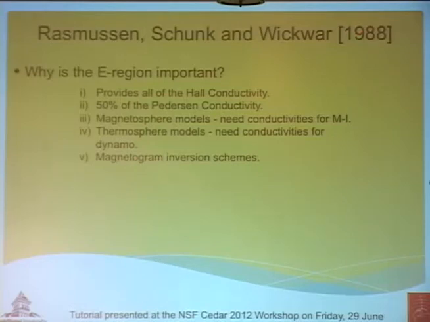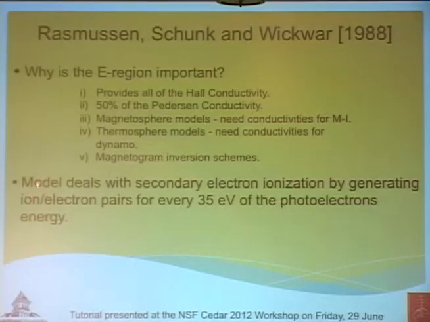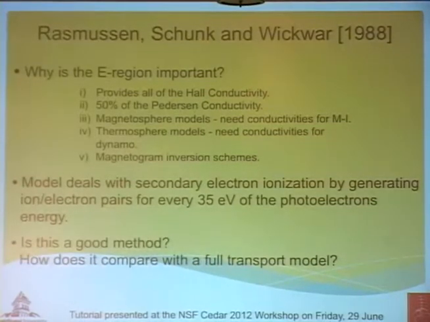But look what these guys did for the photoelectrons. The model deals with secondary electron ionization by generating ion-electron pairs for every 35 eV of photoelectron energy. So we've got the Lillenstein full code, and you've got people doing this, where they're saying you have a photoelectron with 500 eV. How many electron ion pairs will it produce? You divide by 35. But how do you redistribute this information? Okay, so again, very readily you can see the conflicts and the challenges.